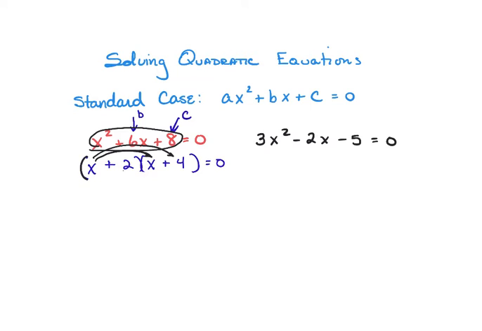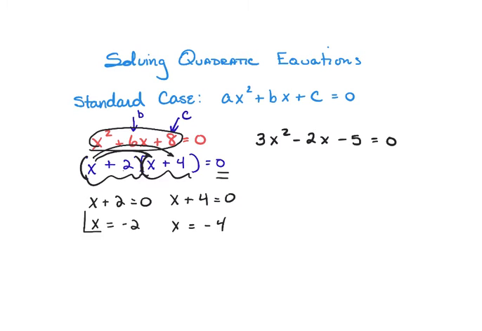So there's our 2 factors, because it's x plus 2 times x plus 4, and since their product is 0, one of those factors has to equal 0, and so that's what we set the equations equal to. And we get our 2 answers. And we're done. Now, that works great and everything.